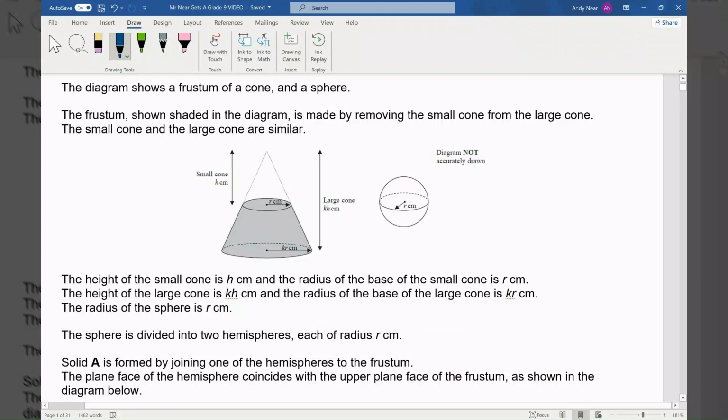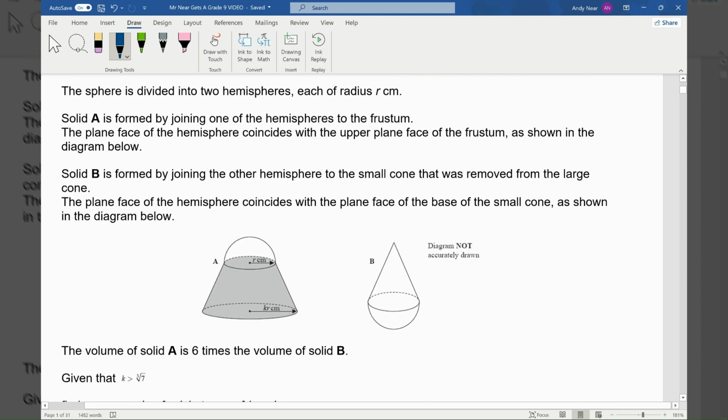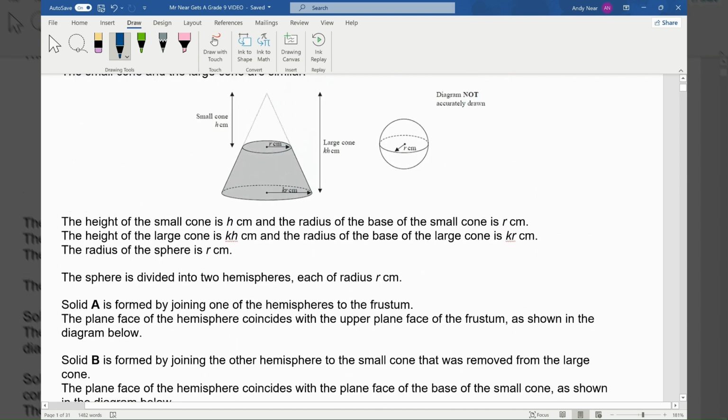So this is a quite involved algebra question about a frustum of a cone and a sphere. The question goes on to talk about the volumes of the solids. So we're going to be interested in the volume of this frustum of a cone, which is a cone that's had its top chopped off.